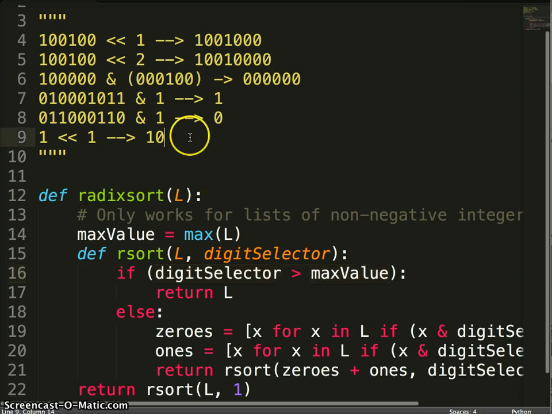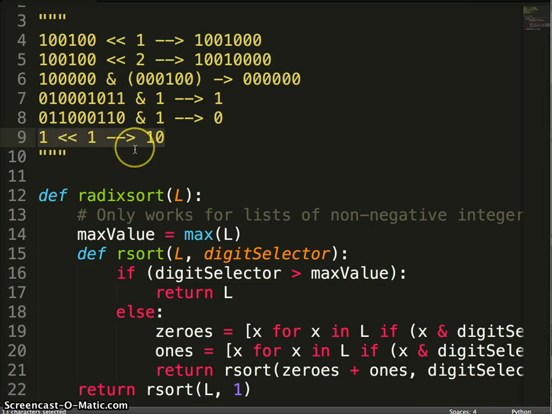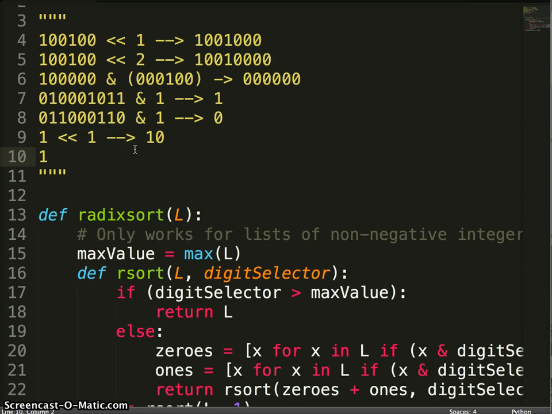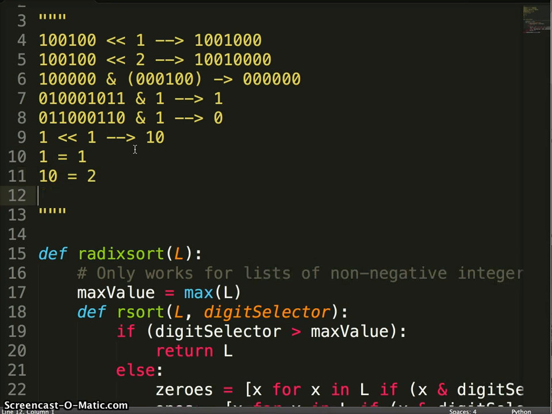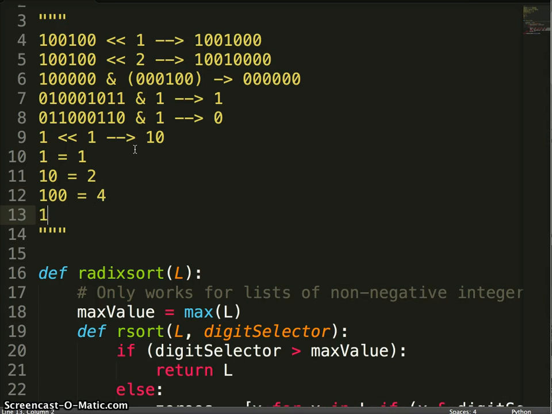Now, the reason for this is what this digit selector actually represents. So 1 in binary is just 1. 1, 0 in binary is actually 2. 1, 0, 0 is actually 4. 1, 0, 0, 0 is actually 8. So you should be seeing a pattern that we're shifting over the number. Whenever we shift the number over by 1, we actually multiply it by 2. And so these digit selectors are all powers of 2.